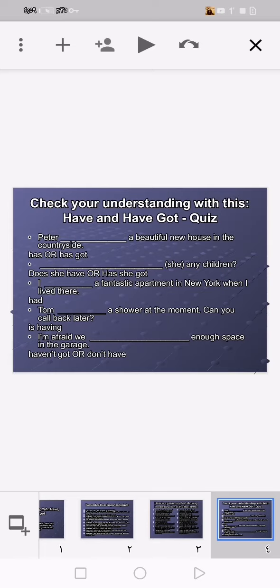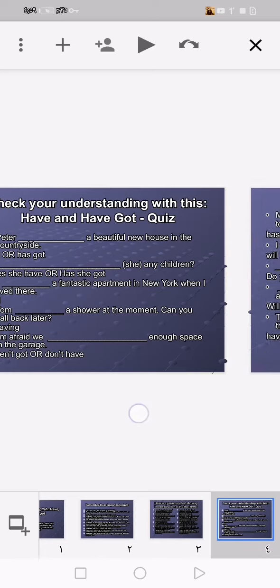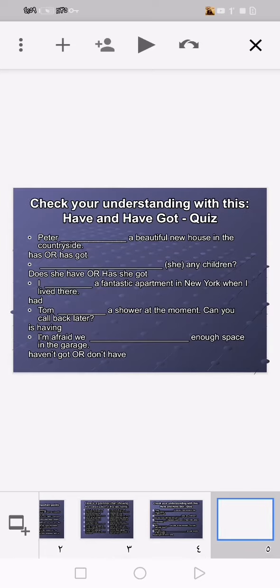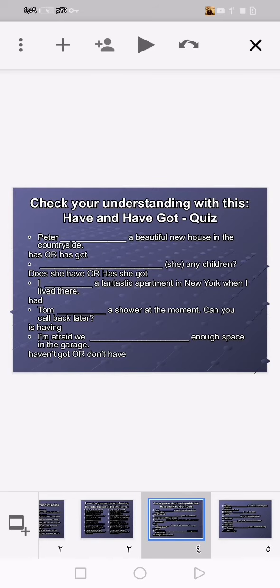Students, this is an exercise. What is the answer? Number one: Peter blank a beautiful new house in the countryside. Here you can use "has", so "has got" or "has" is correct. Number two: Does she blank any children? The answer will be "does she have" or "has she got".